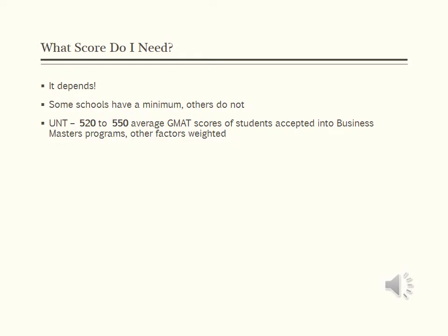So, what score do you need on the GMAT? The answer is, it depends. Some schools have a minimum and others do not. Here at UNT, generally speaking, the average GMAT score is between 520 and 550 of students who were accepted into the business program. However, it's important to note that other factors weigh into this decision, and you may, for example, get a 560 on your GMAT and not be admitted.